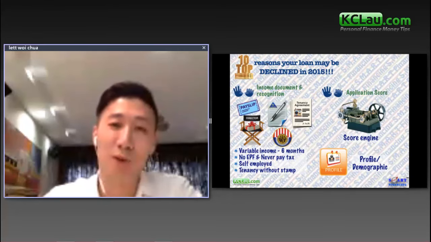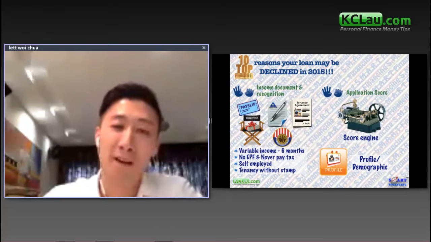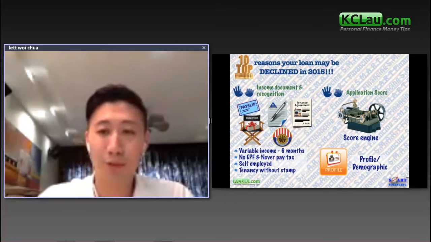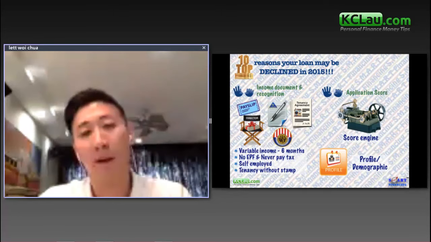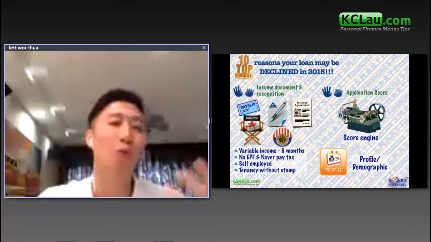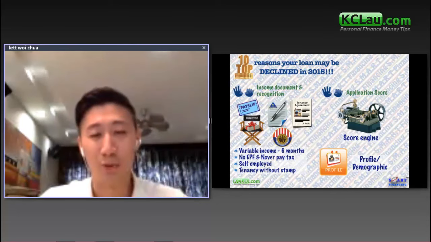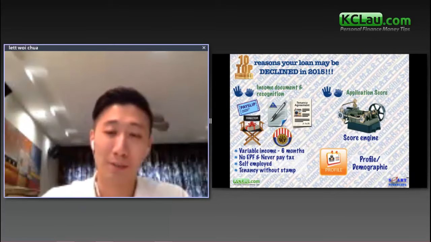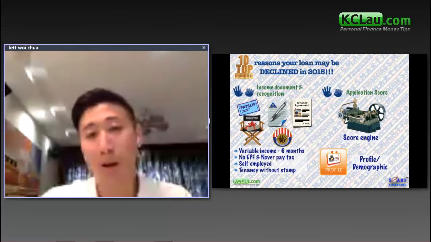Okay, I move on to reason number 4, which is how the bank actually processes. So earlier on, the first 3 criteria are more about whether you are eligible for the loans, what kind of documents the bank requires from you, or who you are that the bank lends to. Now I move on to after you submit your applications, so how does the bank process your applications?